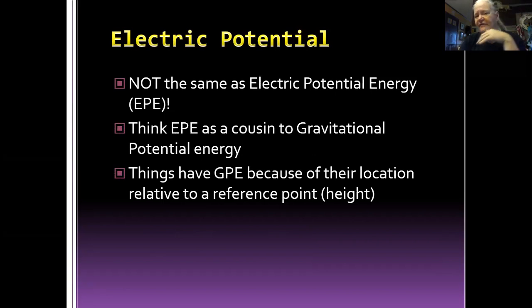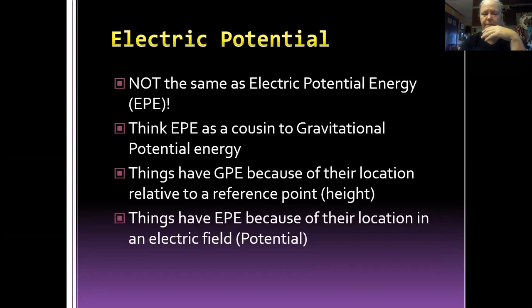Things with gravity have gravitational potential energy because of their location relative to that zero reference point, or what we would call their height. And remember, we have positive height or negative height. So things have electric potential energy based on their location in this electric field.